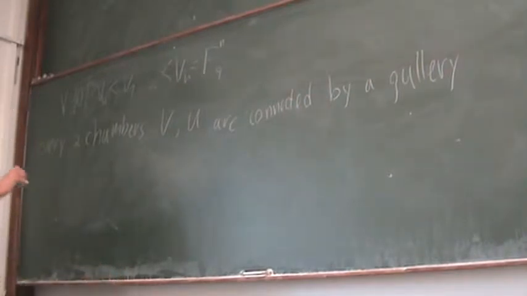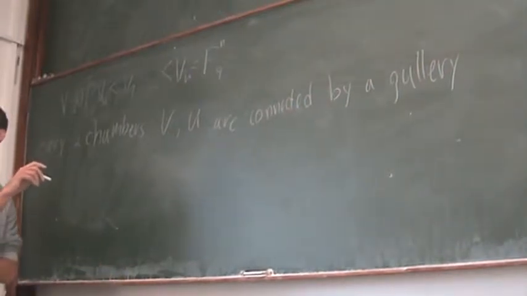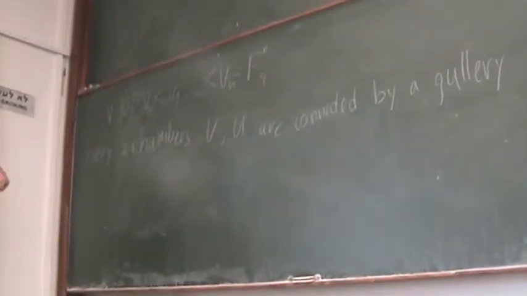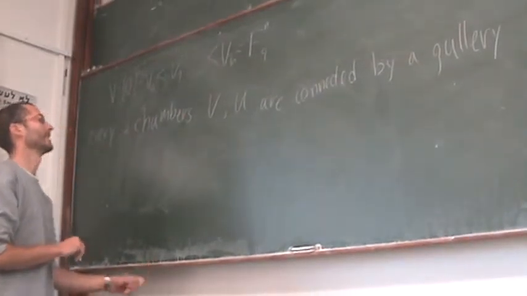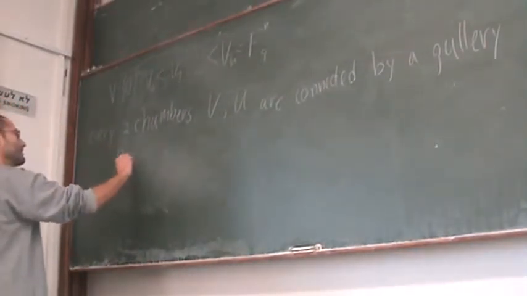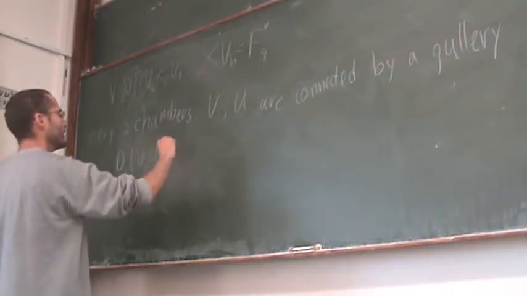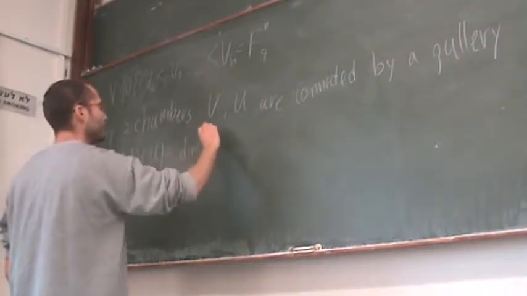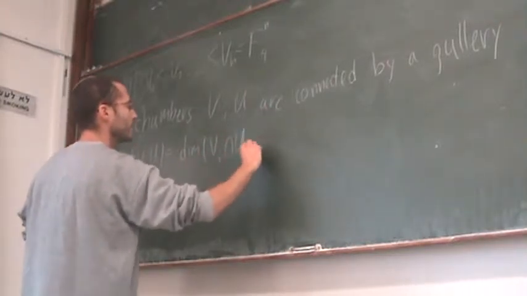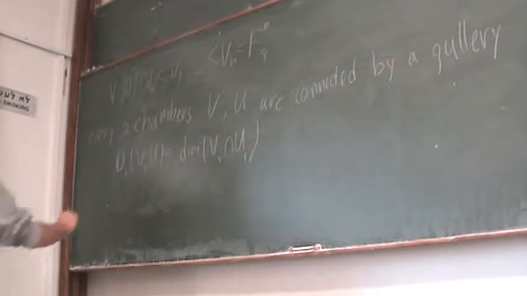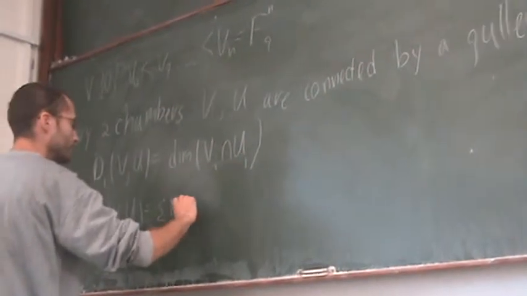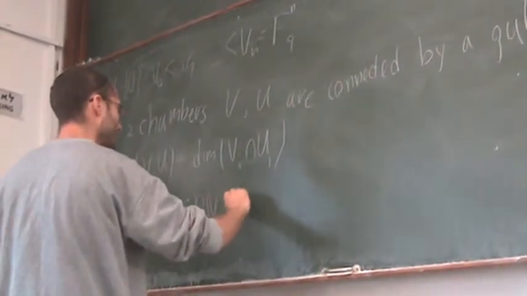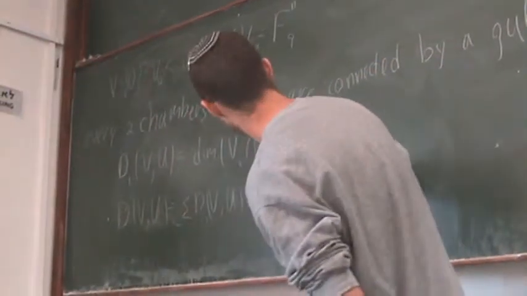So, you said what a gallery was? I remember what a gallery is. Okay. So we first define what the difference between two chambers is. You can define functions d_i(V, U) via the dimension of the intersection. And let's also define this to be the sum. And we also define the metric.